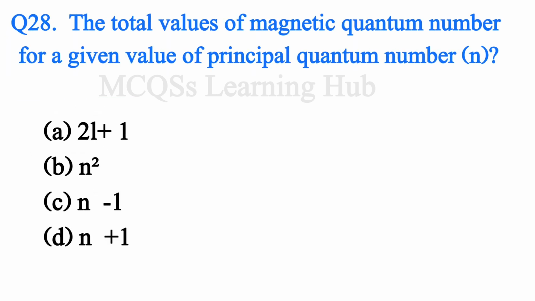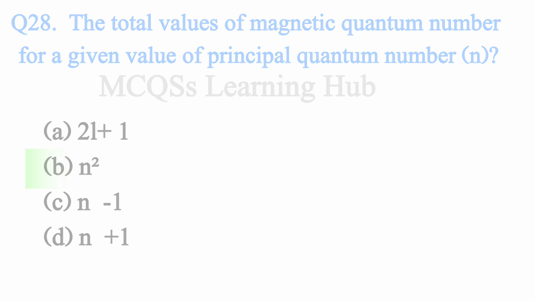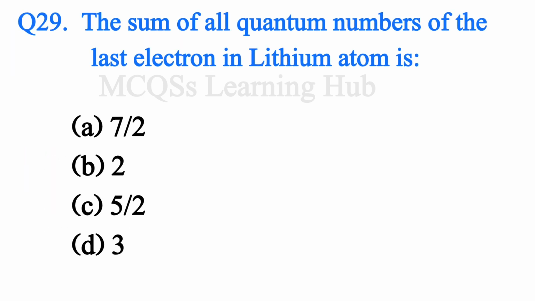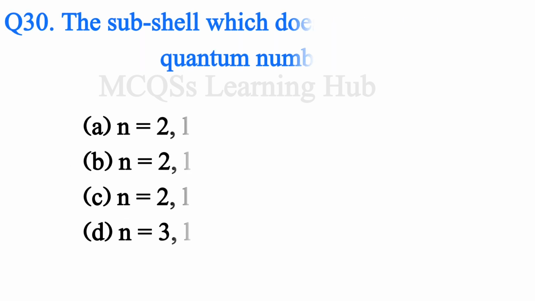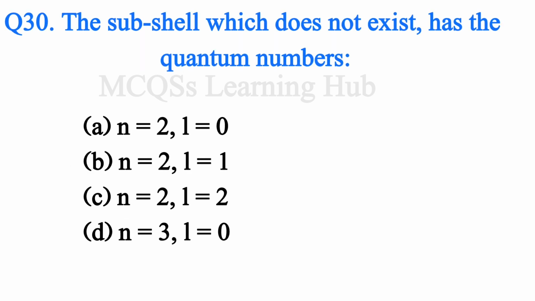The total values of magnetic quantum number for a given value of principal quantum number, n. Option B is correct. The sum of all quantum numbers of the last electron in lithium atom is. Option C is correct. The subshell, which does not exist, has the quantum numbers. Option C is correct.